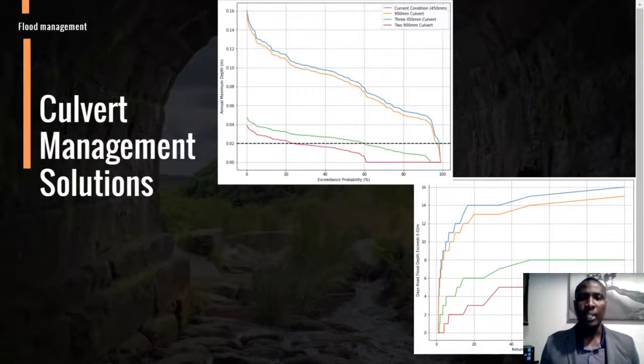So we decided to look at some culvert management solutions, and we increased our 450 mm current condition size culverts to 900, and also introduced three 450 mm culverts and two 900 mm culverts. For these individual scenarios, we noticed that the two 900 mm culverts did very well, as we can see in our exceedance probability chart and our return period where the day's road flood depth exceeds the threshold of 0.02 meters.